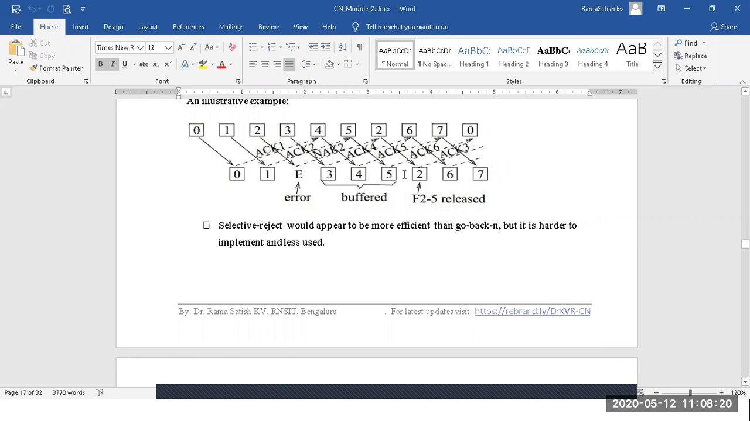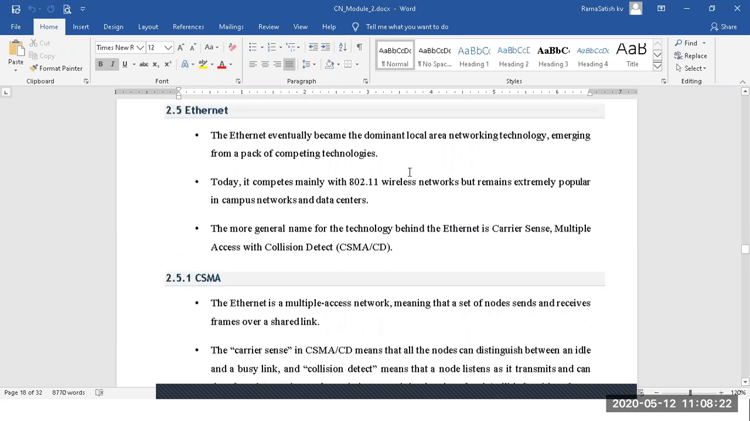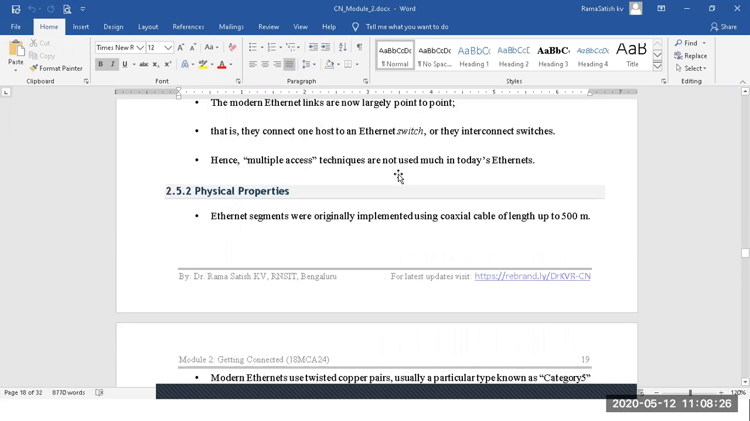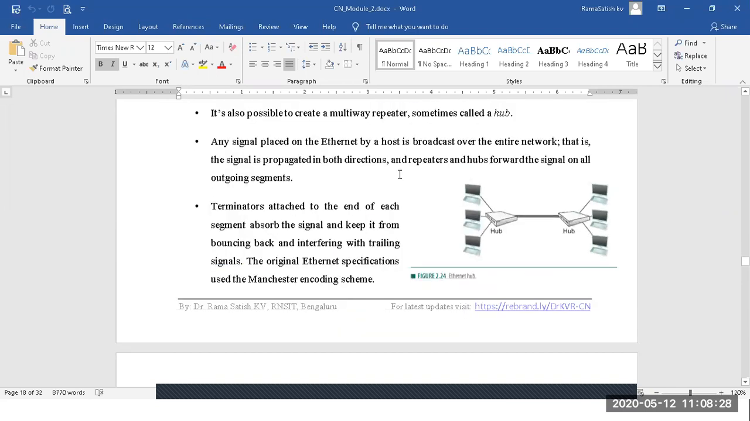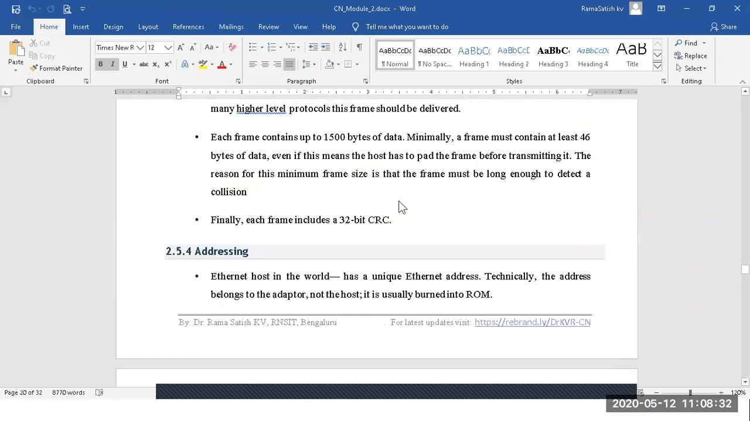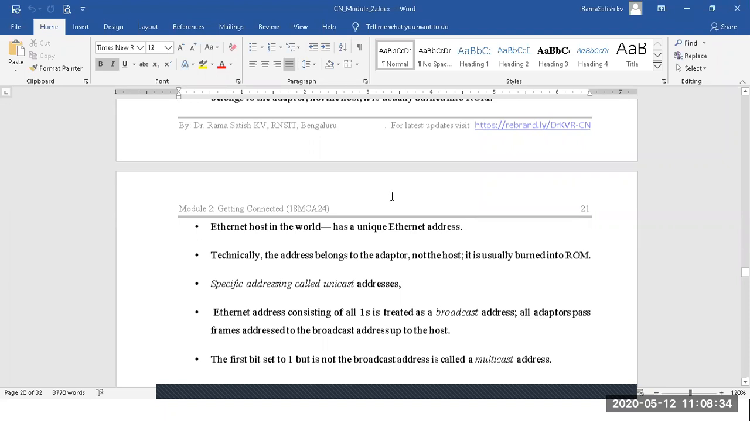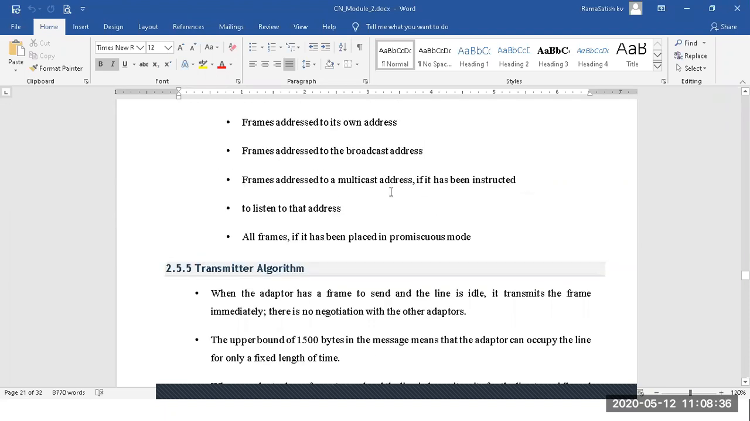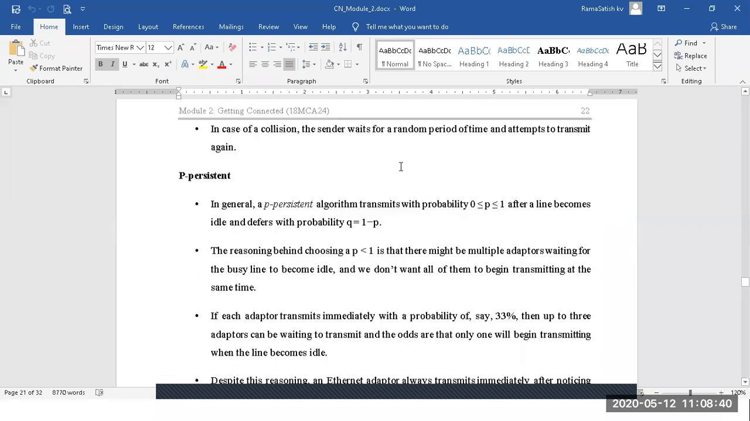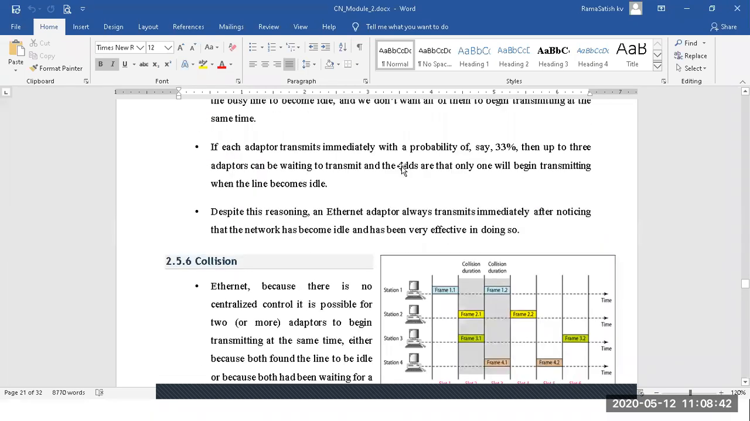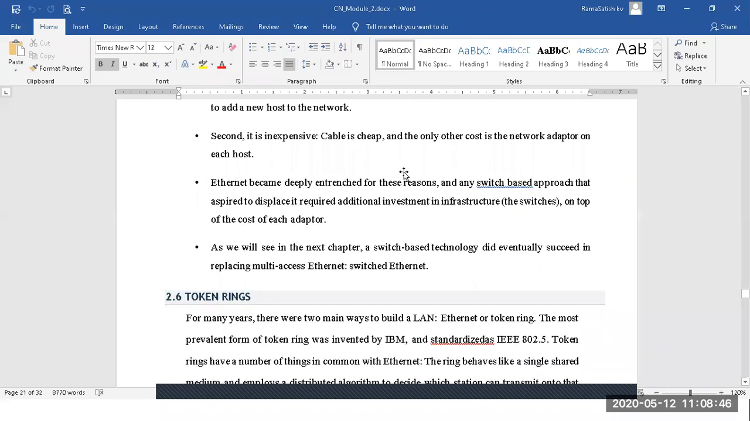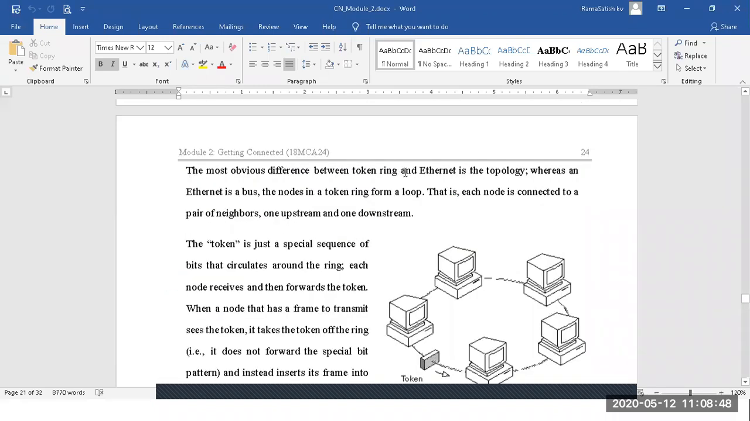Next, we have different types of networks. Ethernet: what are its physical properties, how Ethernet works, what is the frame format of Ethernet, and how physical addressing is done. Transmission algorithms, p-persistent. What is collision and how to avoid collision, all those things. Token ring: how exactly token ring works.